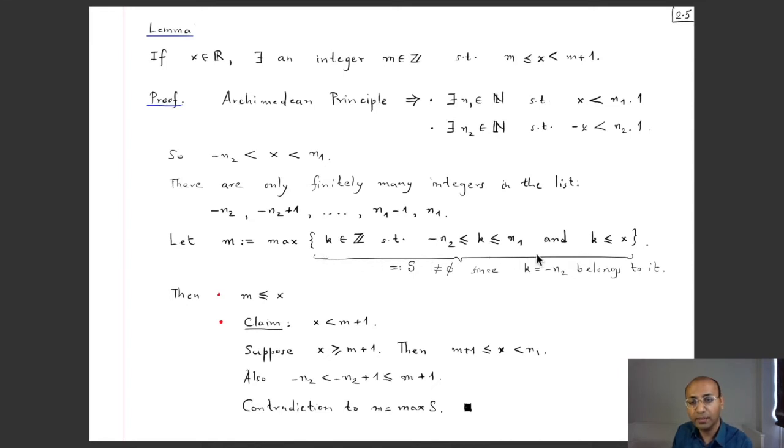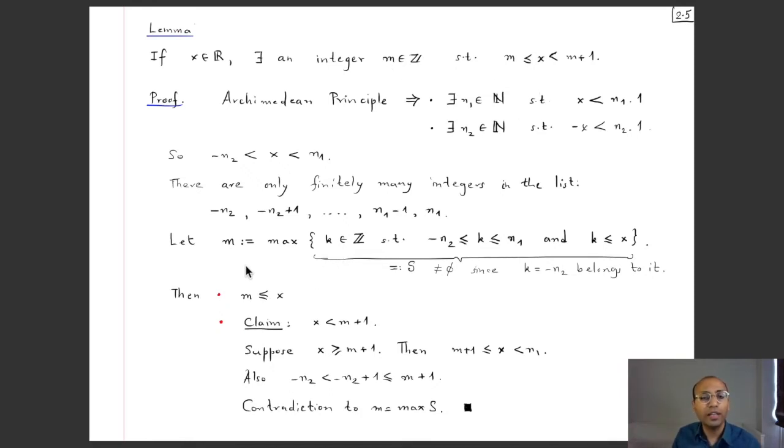So this set S is a finite set, and moreover it is not empty. So it's just a finite collection of integers, and there is at least one integer in there. So then we can take the largest among these integers. Okay, so the maximum of this set exists, and let's call that m. Okay, so we claim that this m does this job.